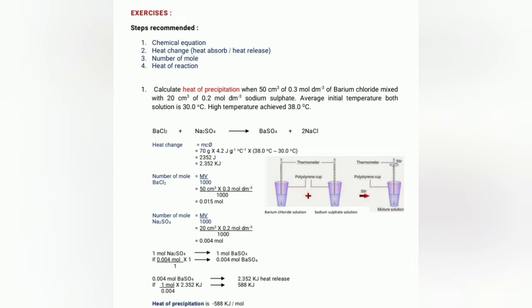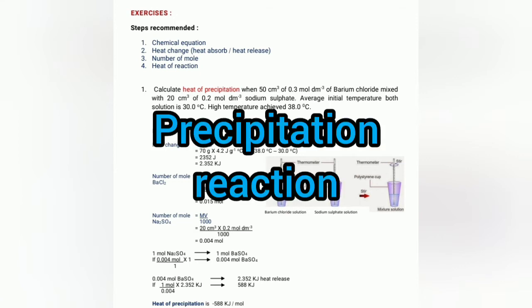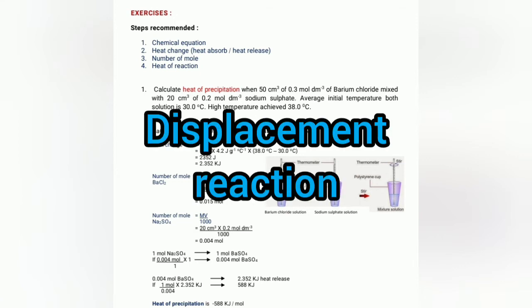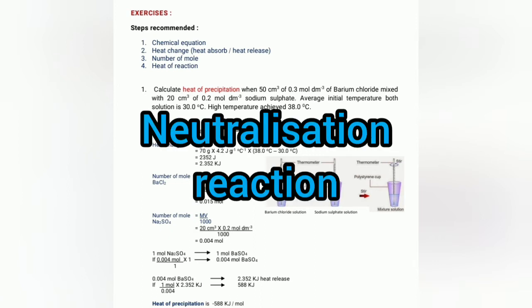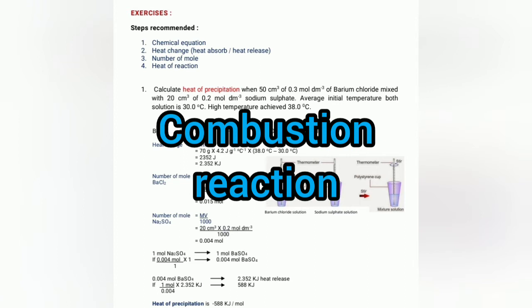Let us discuss an example of the calculation of the heat of reaction in 4 main chemical reactions. Number 1, precipitation reaction. Number 2, displacement reaction. Number 3, neutralization reaction. And number 4, combustion reaction.